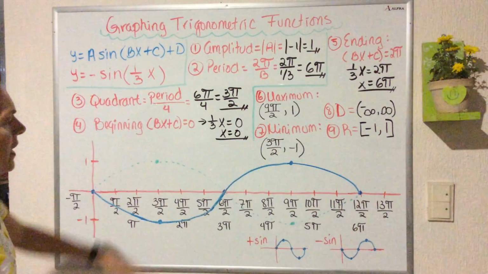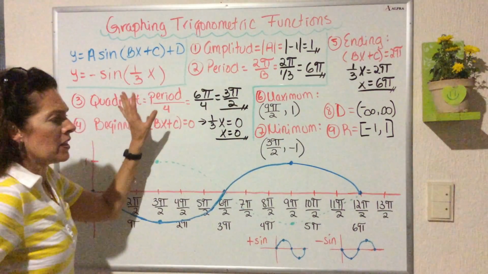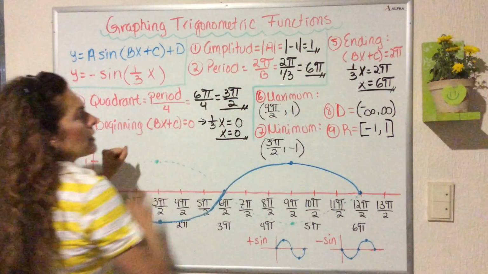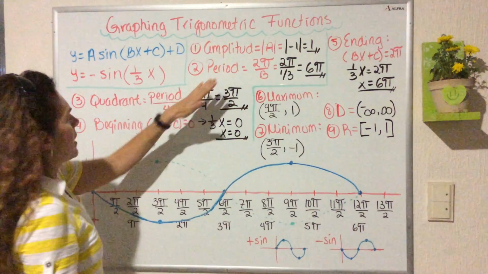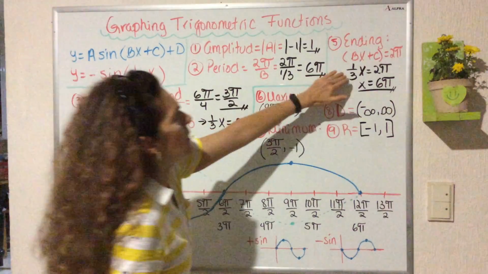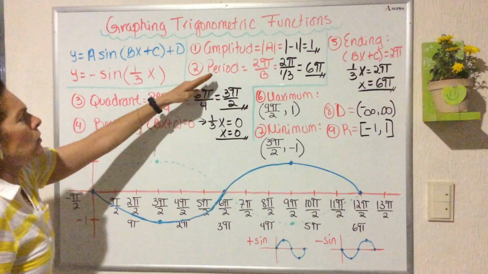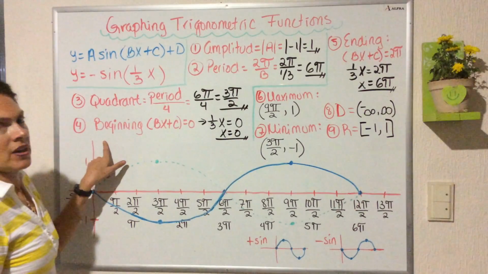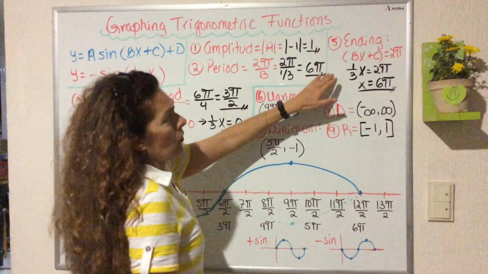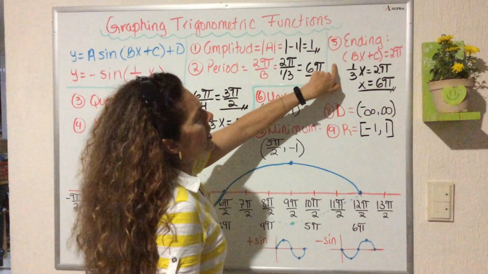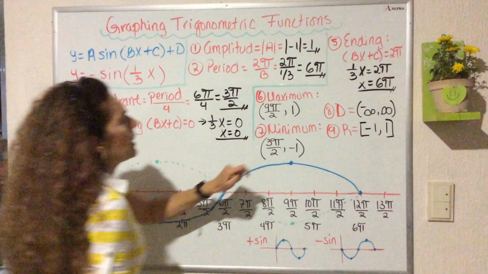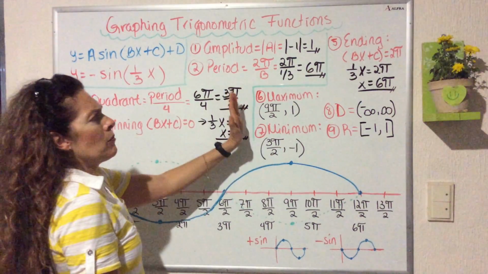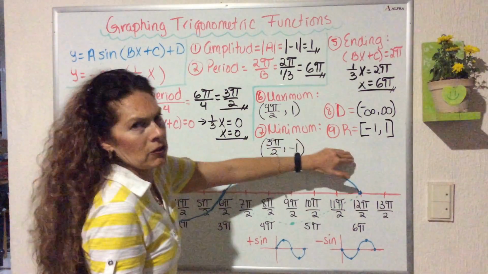Now, let's start getting all the information that we need in order to plot the graph. First, we are going to get the steps until step number 5. So we get the amplitude, period, the size of the quadrant, the beginning of the period, the ending of the period or cycle, and then we plot the graph, and after plotting the graph, we get the maximum, the minimum, domain, and range.